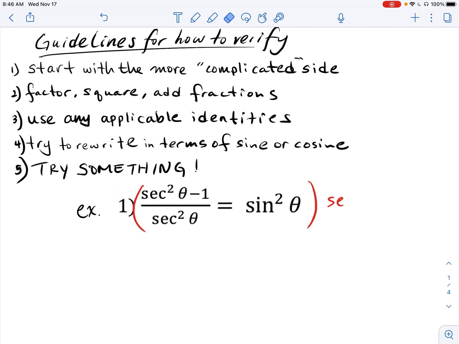Instead, let's go ahead and think about which side we'd want to work on first. And I think the left side makes the most sense. Again, we want to start with the more complicated side, if you will. So by looking at this here, there are a couple of ways that we could do this. We could use a Pythagorean identity to rewrite secant squared theta minus 1 as tangent squared theta. And in the denominator here, I can rewrite secant squared theta as 1 over cosine squared theta. And we're setting this equal to sine squared theta.